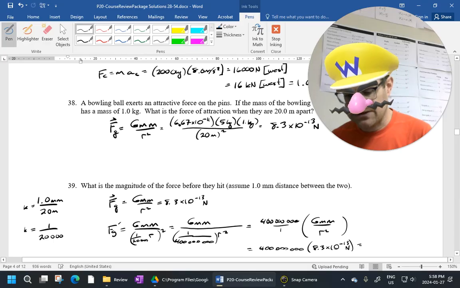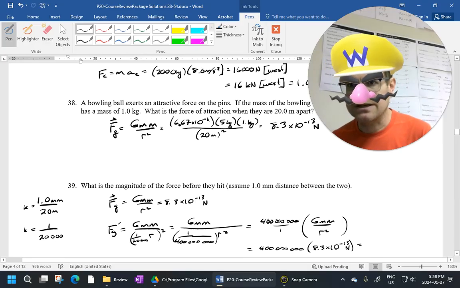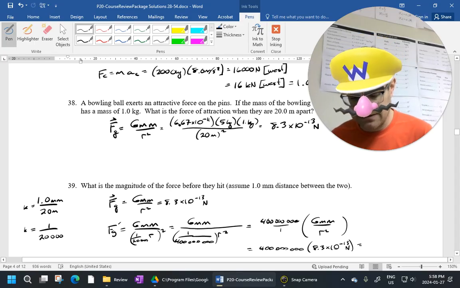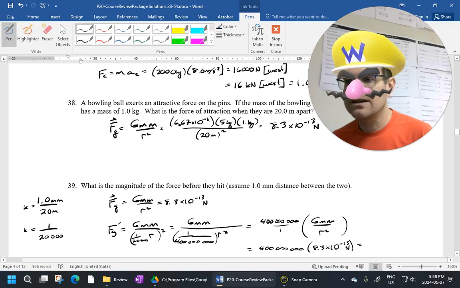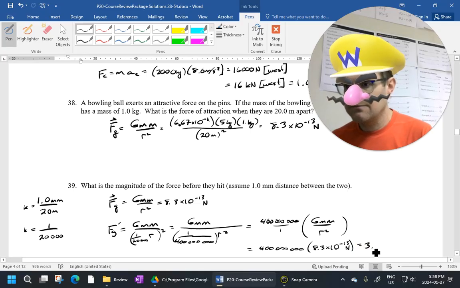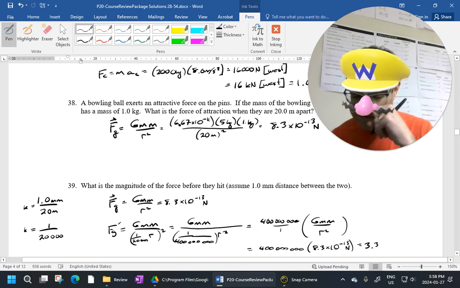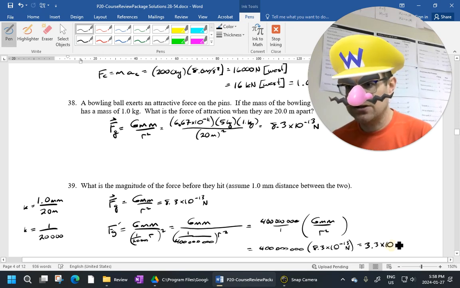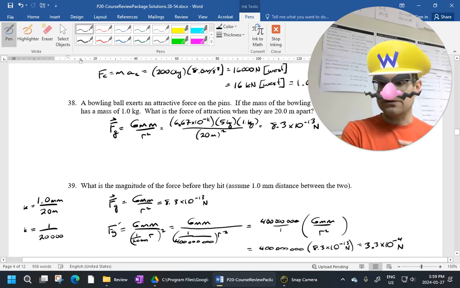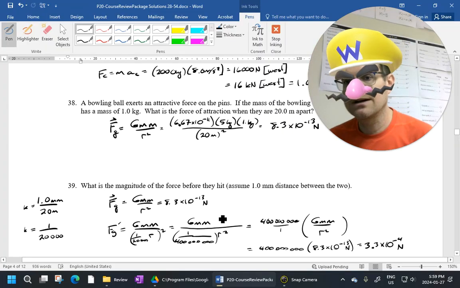Then you're probably thinking, why did Mr. Allen do this? No, just because, why not? Seems fun. We had a bunch of other sig digs here. So I'm just going to quickly retype this in my calculator. So I get 3.3 times 10 to the negative 4 newtons now. A significantly larger force, right? Compared to negative 13, now it's negative 4.